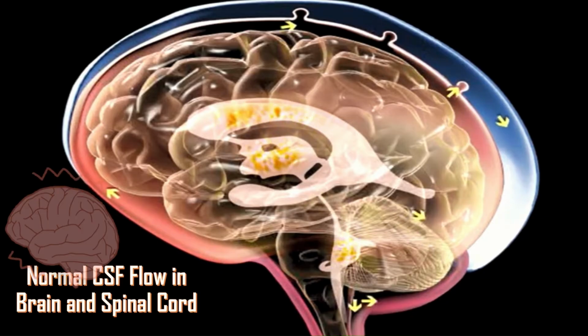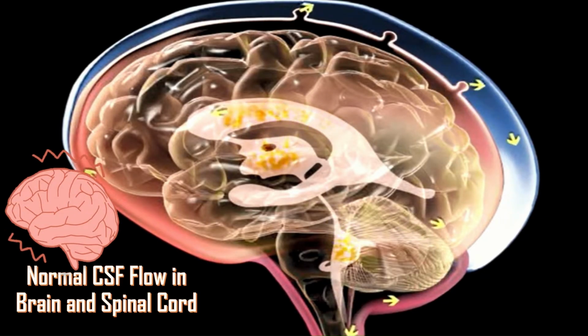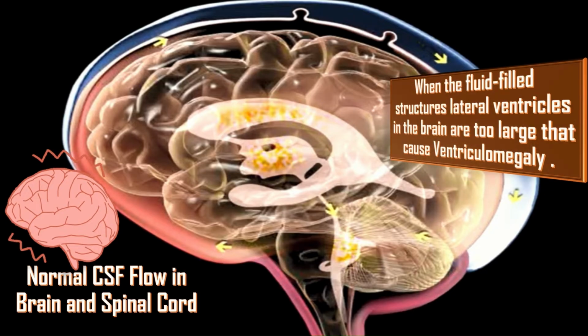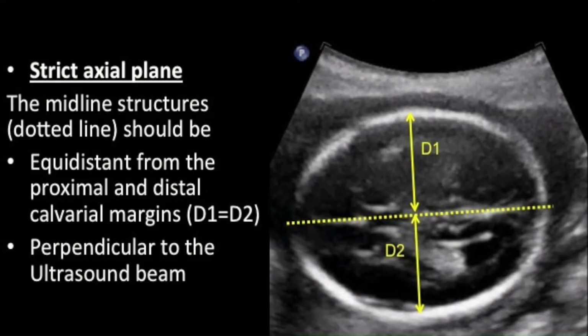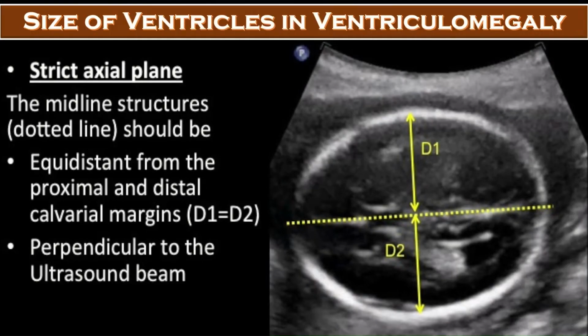The fluid cushions the brain and spinal cord from jolts and rapid movements, thereby protecting the brain and spinal cord. This fluid is produced in certain structures in the brain and flows through the brain and cord freely. When the ventricles of the brain are very large, that causes ventriculomegaly. Size of the ventricles in ventriculomegaly. This condition is diagnosed when the sizes of the ventricles measured on ultrasound scan are more than 10 mm.